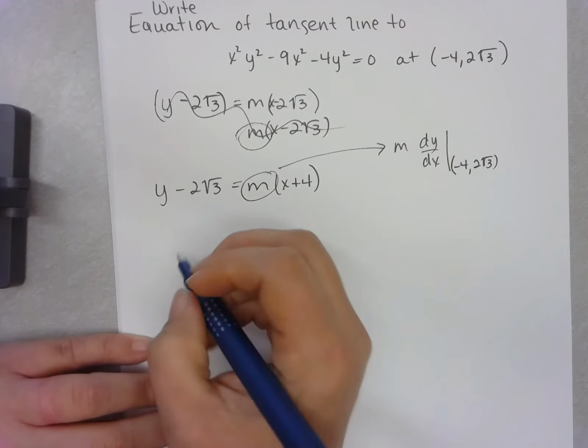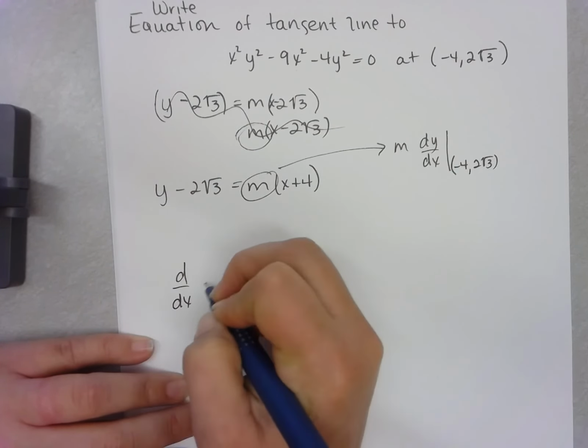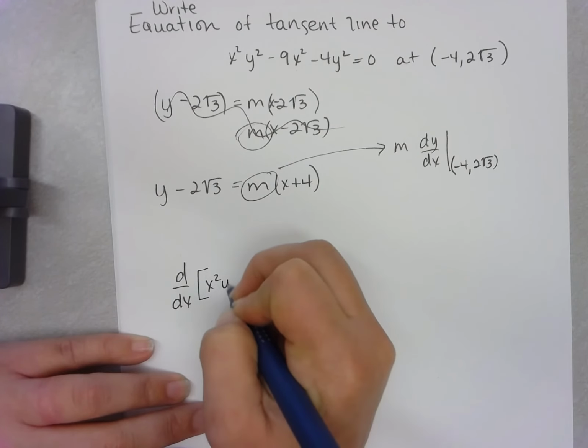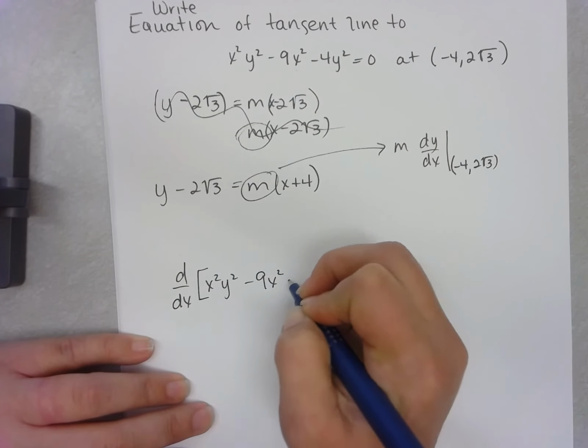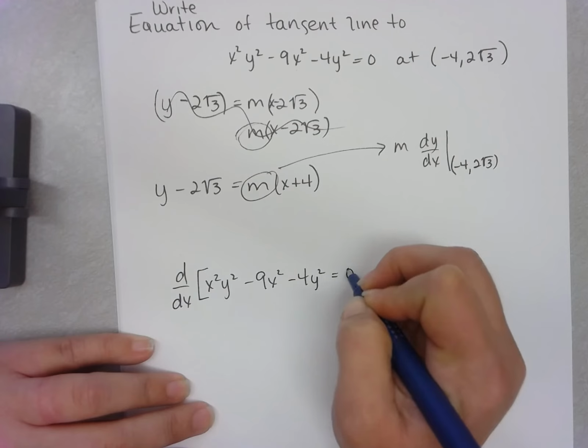All right, so we're going to take the derivative with respect to x of both sides of x squared y squared minus 9x squared minus 4y squared equals 0.